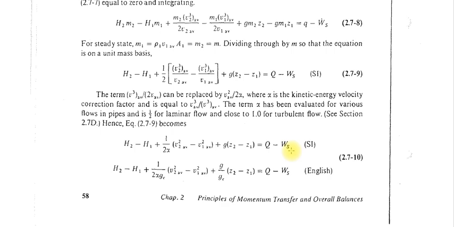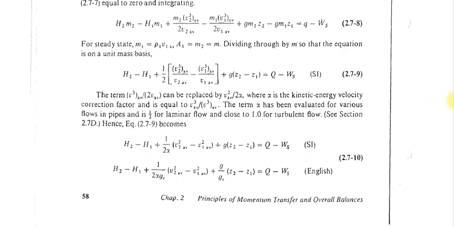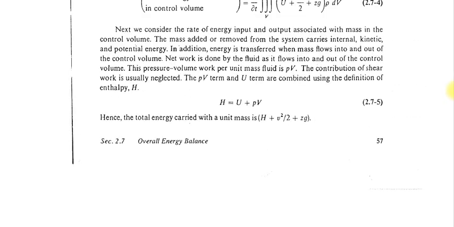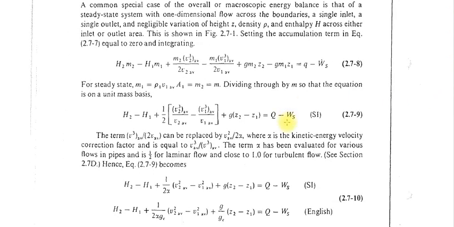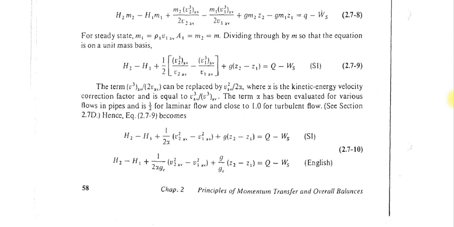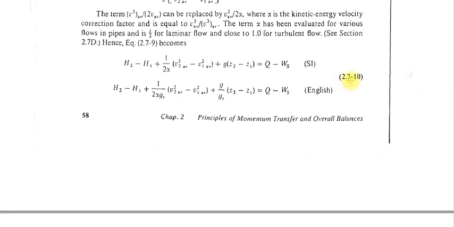This is not the work done by the material; this is the work done by the surroundings on the system. When you add H plus PV here, that is the work done by the material itself which is entering the system. But WS is the work done by the surroundings, not the work done by the material. So this is a different work. You have to just remember equation 2.7-10.